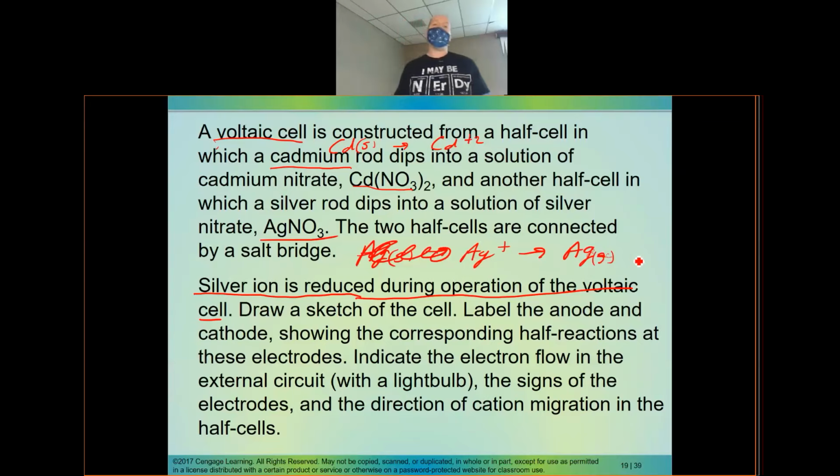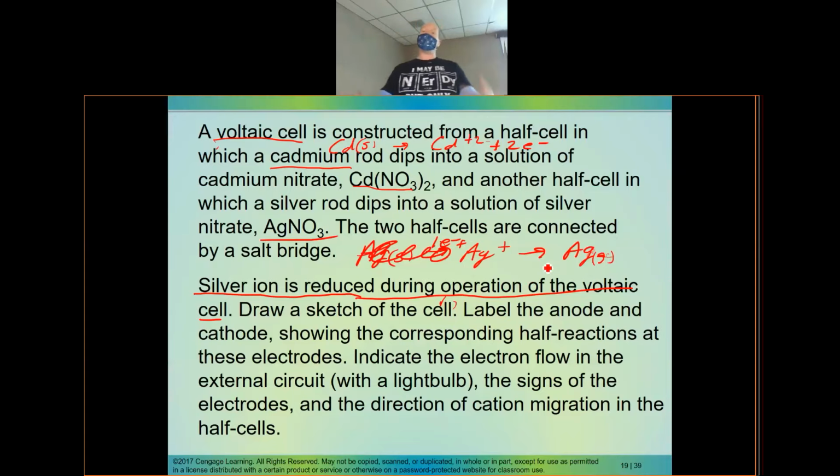All right, so the cadmium is being oxidized. This one's easy to balance because it simply adds 2 electrons. There's no hydrogens, there's no oxygens. That's it. The silver half reaction is extremely simple to balance. We just need the 1 electron. So we plug in our plus 1 electron.